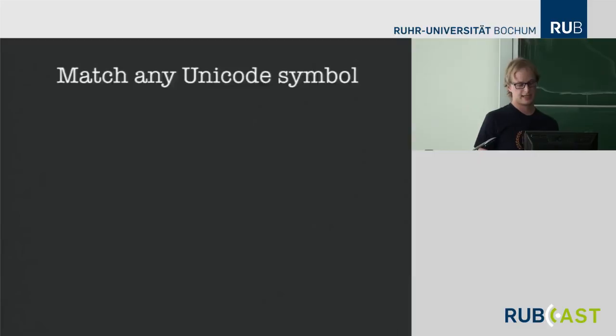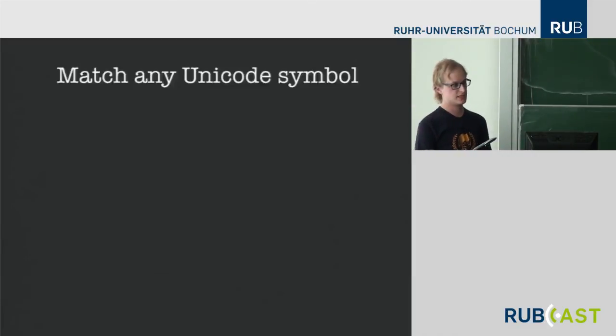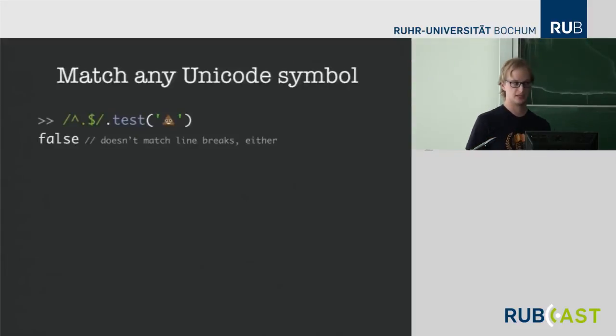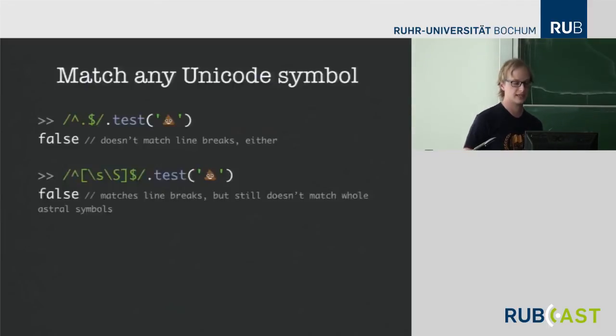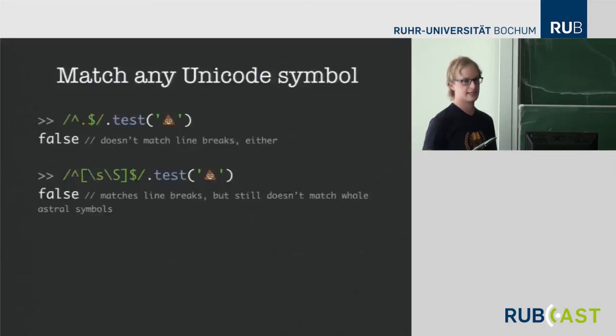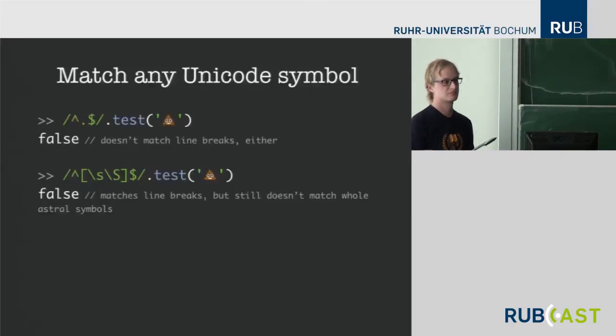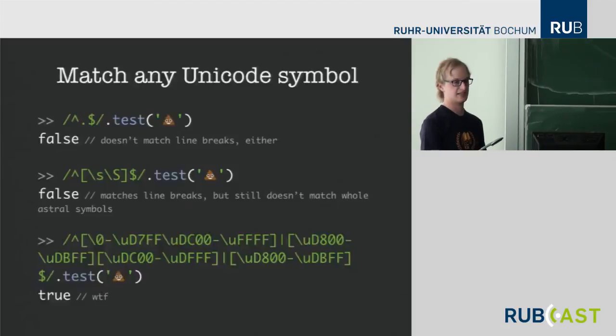So let's think about this for a second. What regular expression could we use to match any Unicode code points or any Unicode symbol? We cannot use the dot operator because that doesn't match astral symbols, and it wouldn't match line breaks either. We can solve the line break problem by doing something like this, where we match all the white space characters and then match all the non-white space characters too. So then we match all the characters, but still it wouldn't match whole astral symbols because those are two characters as far as JavaScript is concerned. So any ideas? What would the regular expression look like to match any code points? Yeah, it looks something like this.